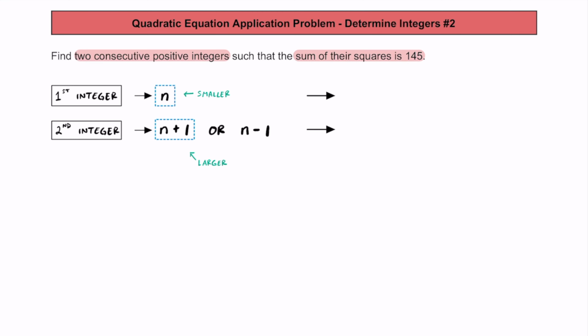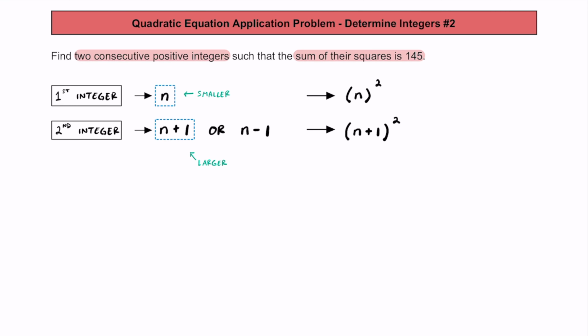Now if we square this expression of n over here, we're going to take that n value, whatever the value of n is, and raise it to the second power. That would be the first integer squared. And for that second expression, that's going to be this quantity of n plus 1. Again, that's the second integer, and we're going to square that as well. So this right here is representing the squares of each of these integers. This is the first integer squared, and this is the second integer squared.